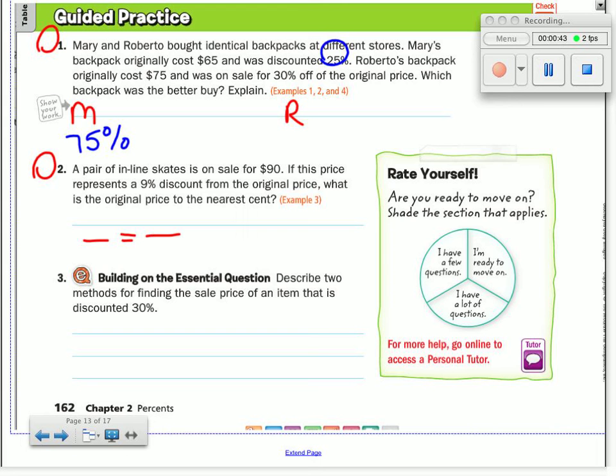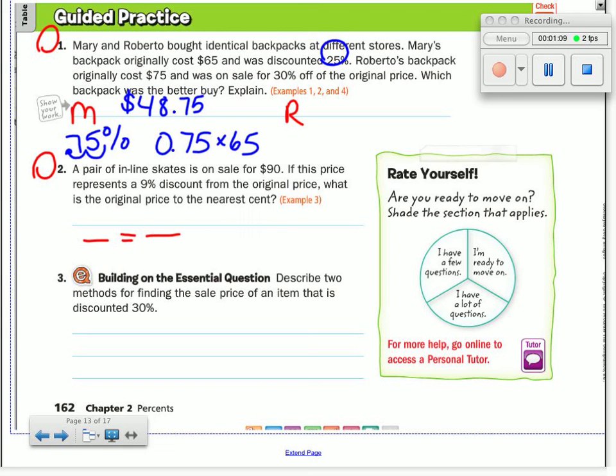Step 2 we said is move our decimal point over 2 places to the left. So now I have 0.75. And then step 3 is multiply it by the original cost, which was $65. So when I multiply 0.75 times the $65, it's going to give me for Mary $48.75.